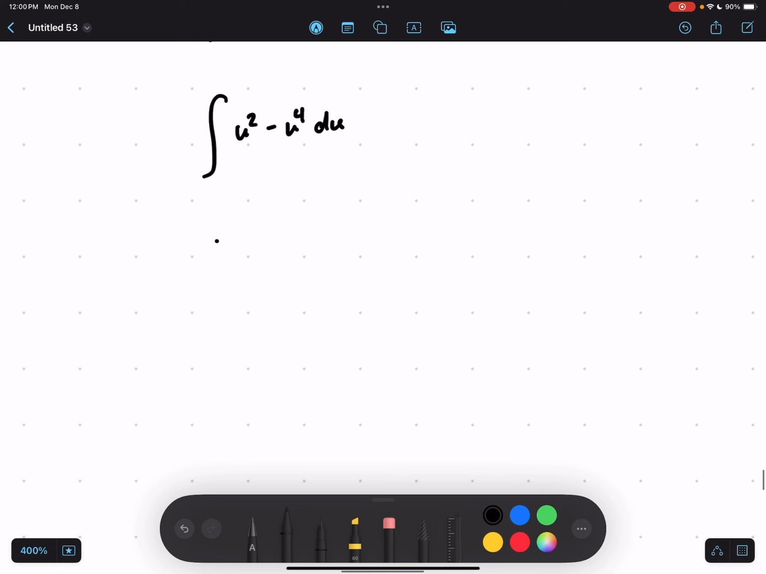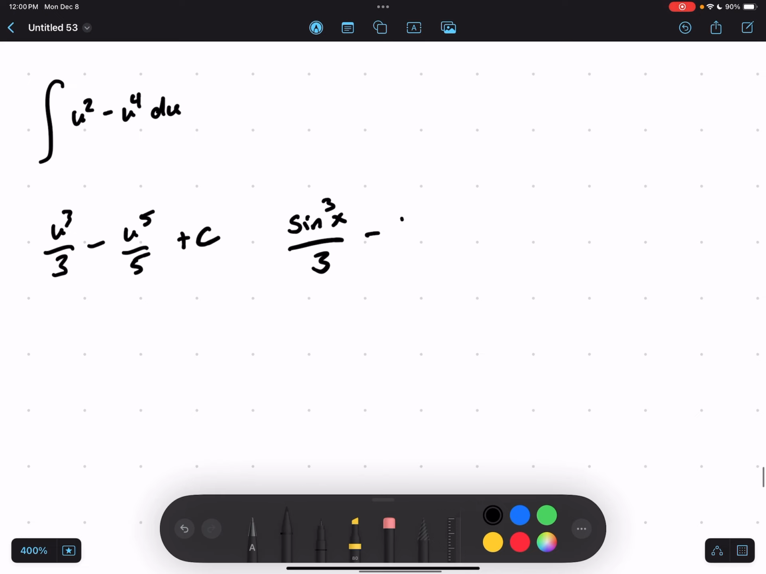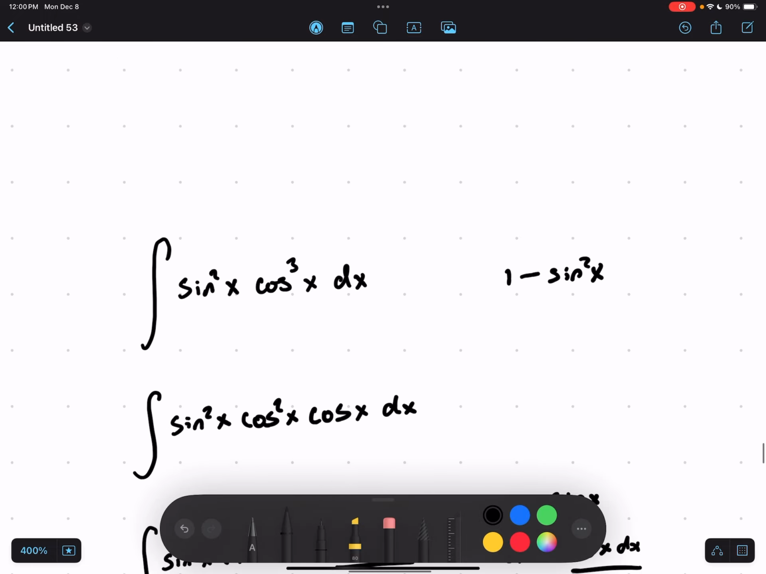We can just go ahead and say this is u cubed over 3 minus u to the 5th power over 5 plus c. Remember that u is sine x, so this is just sine cubed x over 3 minus sine to the 5th power x over 5 plus c. And that is the solution to this integral.